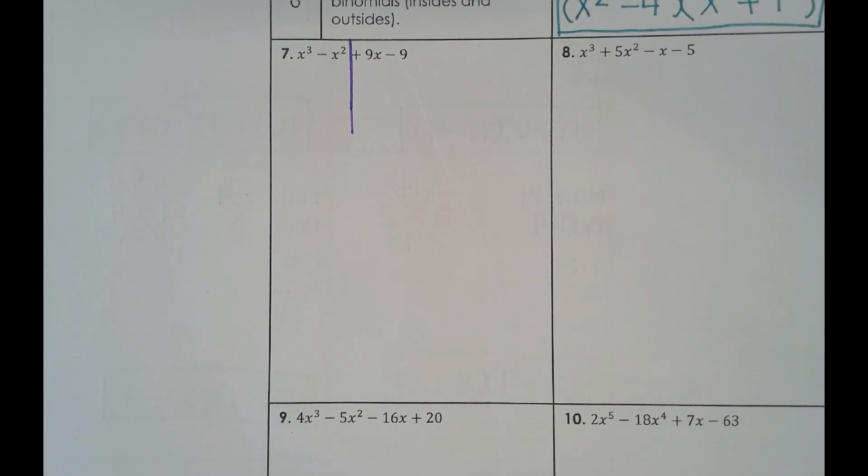What do x cubed and x squared have in common? X. Just one x? 2x. They actually have 2 of them. So x squared.